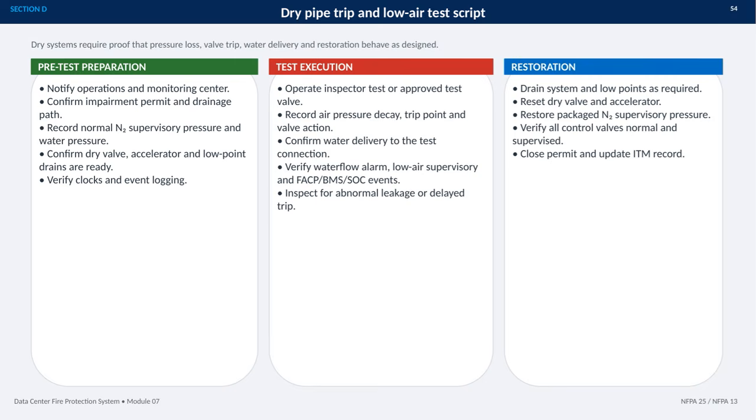Finally, I drain the system and low points as required, reset the dry valve and accelerator, and restore the packaged nitrogen pressure. I confirm all control valves are normal and supervised, close the permit, and update the IDM record. Complete documentation is part of proving the system is ready. These steps align with NFPA 25 and NFPA 13.